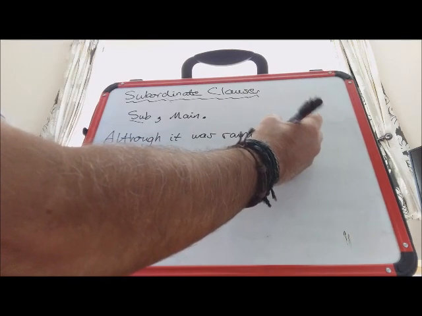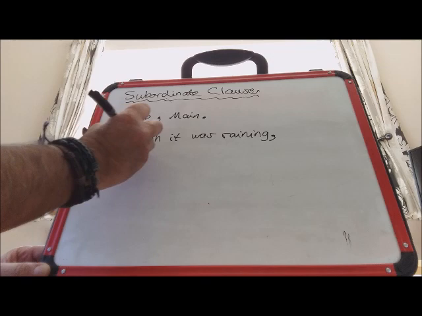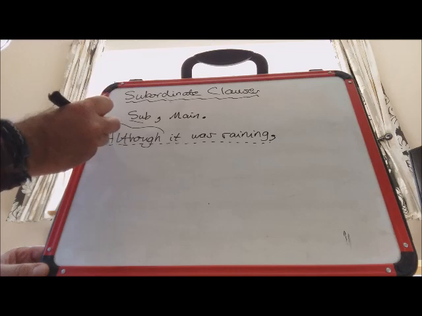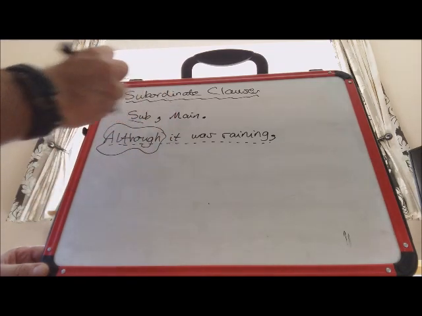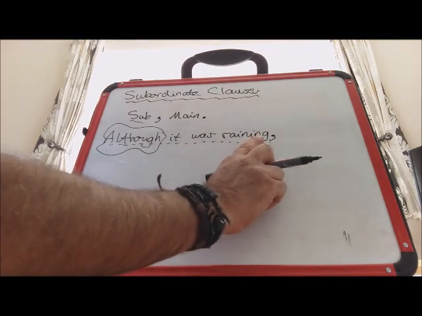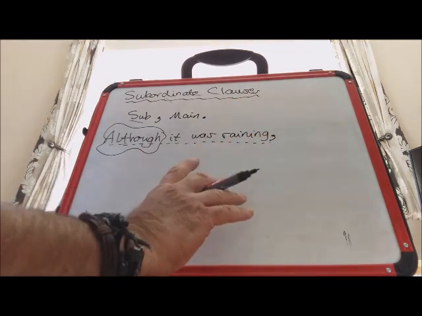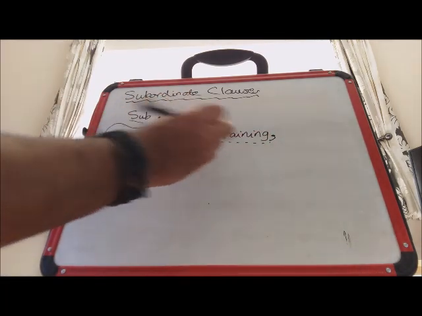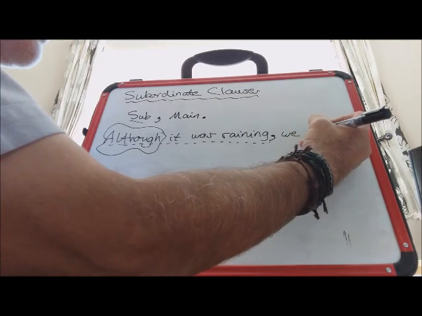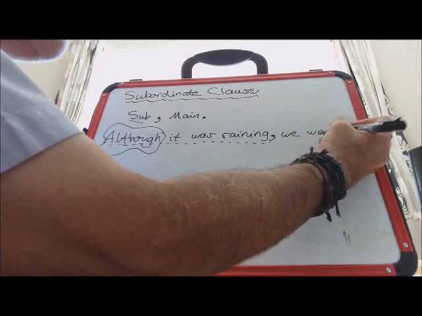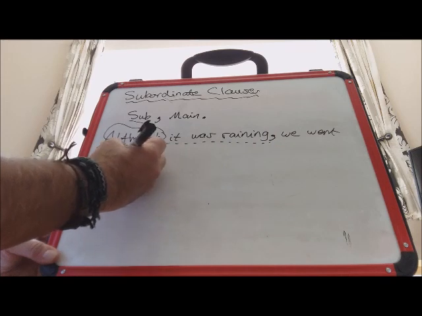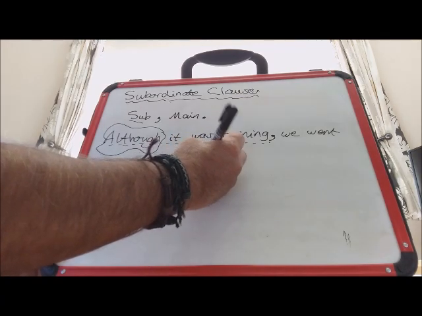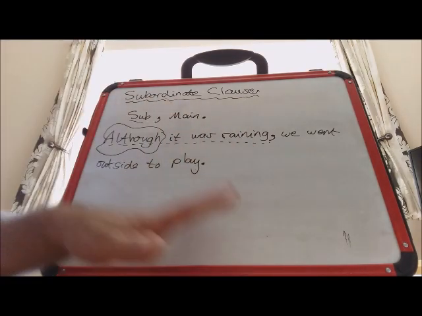Now think about it, there's the comma. So although it was raining, so subordinate clause, underlined with a dotted line, subordinating conjunction, wiggly line, wiggly circle. Now think about it, when it's raining we usually stay in. Although means you have to flip it on its head. So although it was raining, we went outside to play. Full stop.